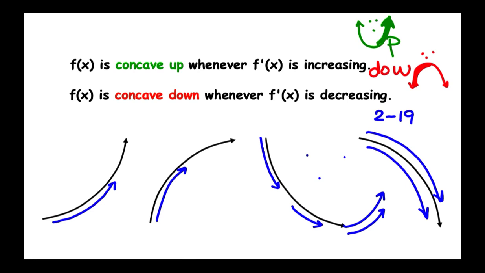So anyway, we were falling and frowning. So we were decreasing and concave down. So hopefully that helps give a visual to this.